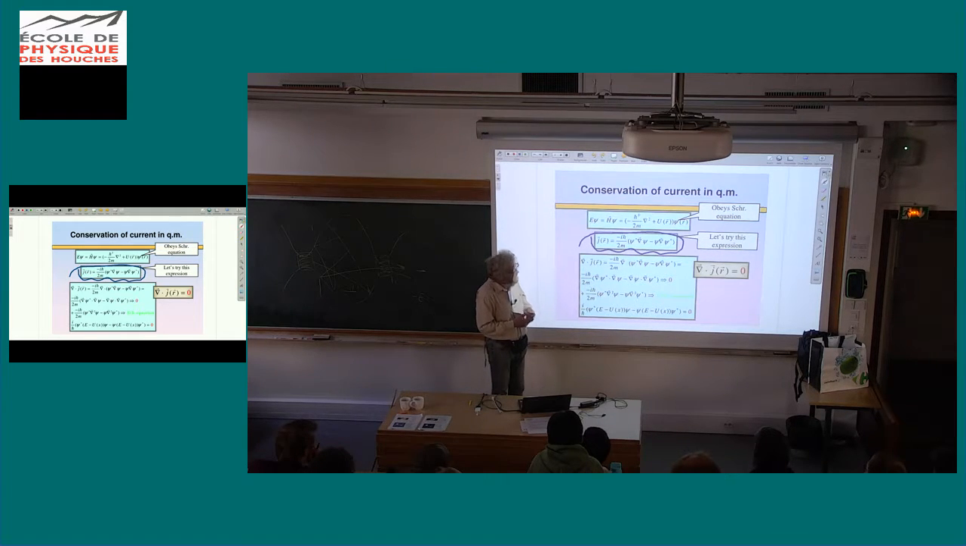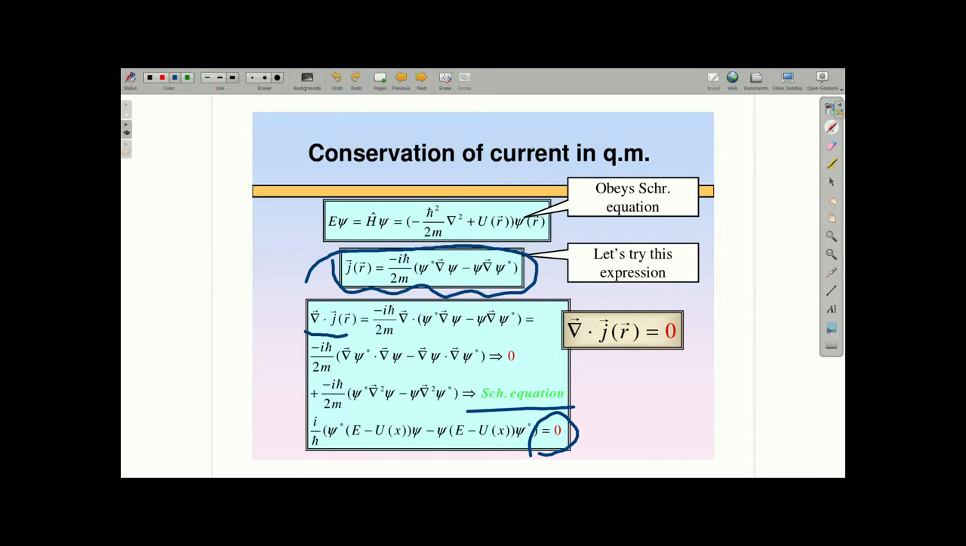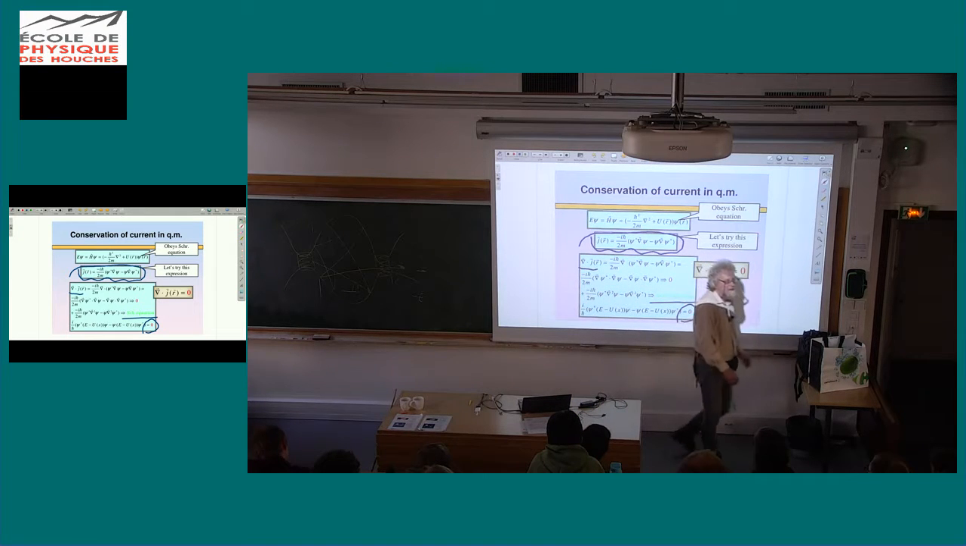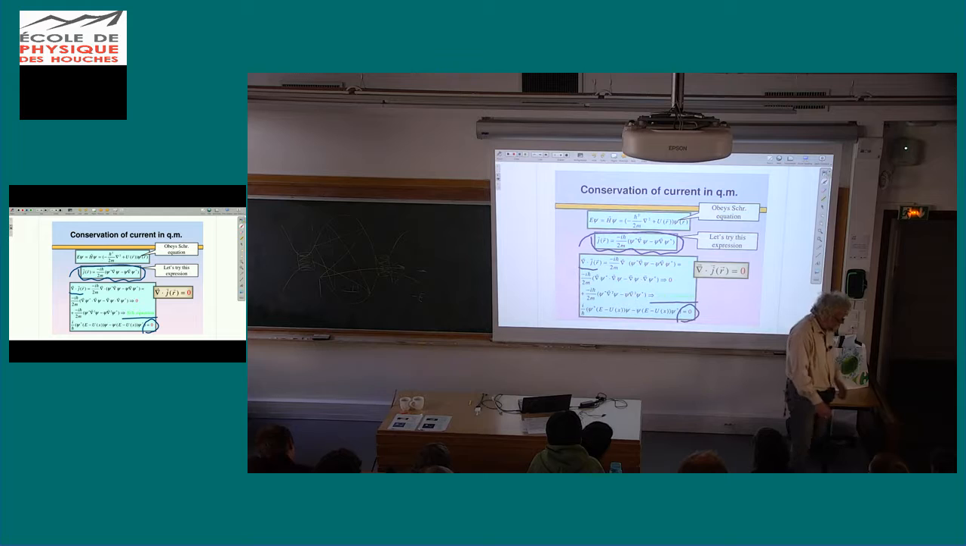Good. And then, by direct calculation, they show that whatever the complex potential is here, if you differentiate it, if you apply the Schrödinger equation at this step, it is zero. Fine. Quantum mechanics is consistent.